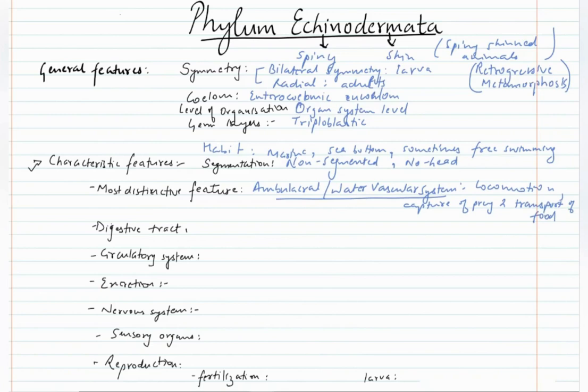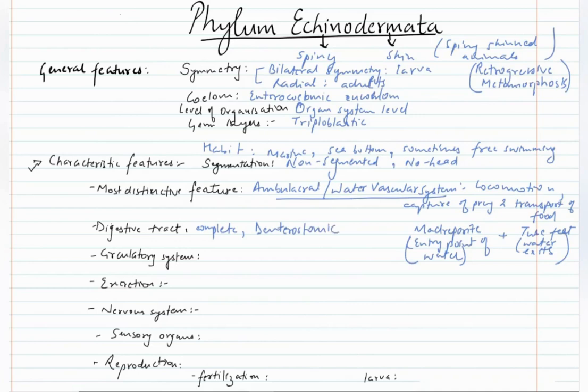The ambulacral system has two openings. One is known as madreporite, which is the entry point of water, and there are tube feet from where water exits with a force and helps in the movement of the organism. The digestive tract is complete. That is, there are two openings, one acts as a mouth and one acts as an anus, and they are deuterostomic. That is, the anus forms first and the mouth forms later.